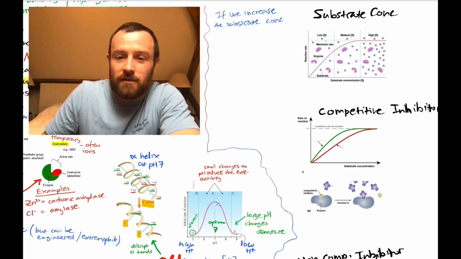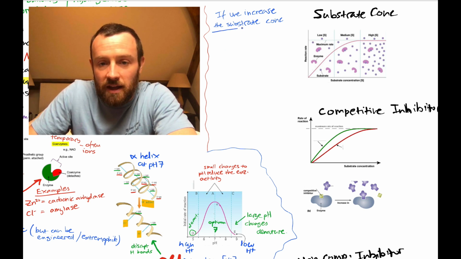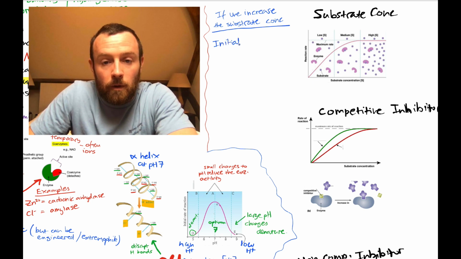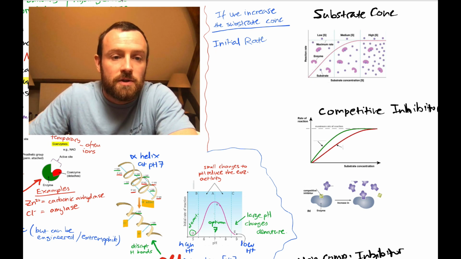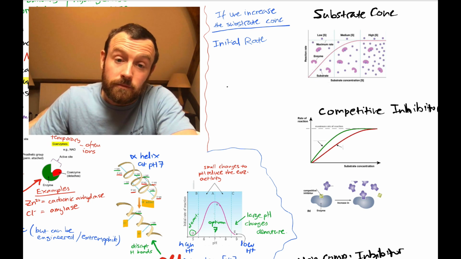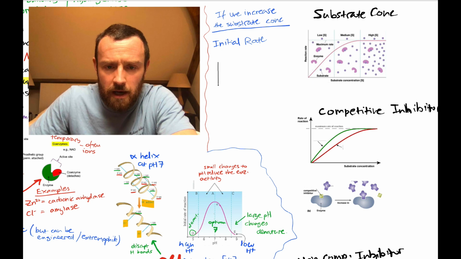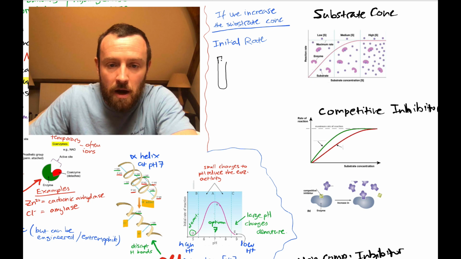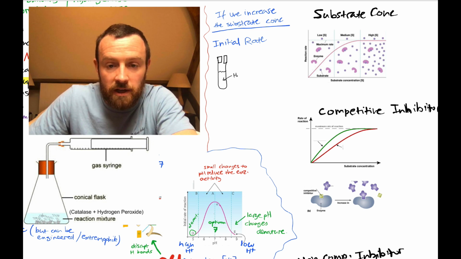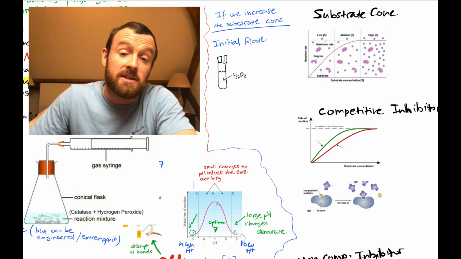type of method. So let's take a little bit of a side note and talk about that here. Initial rate. So we might, for example, have a test tube. This is just a little experimental method. We might have a bung in our test tube, and we might have, potentially in here, some hydrogen peroxide, H2O2. Okay, so that's the substrate.